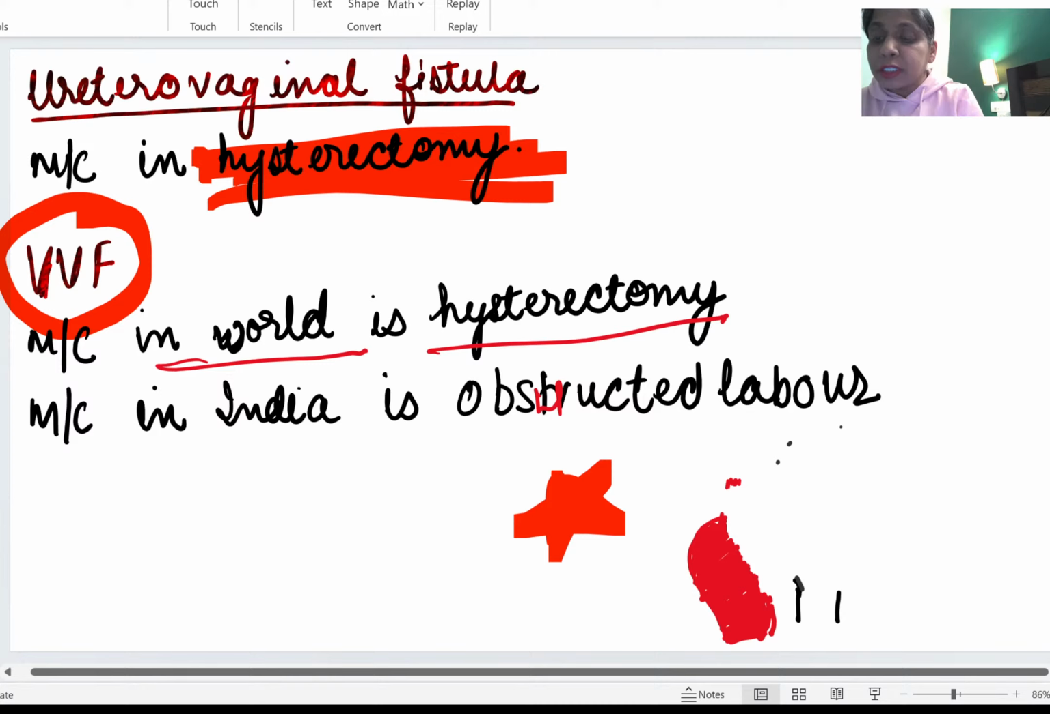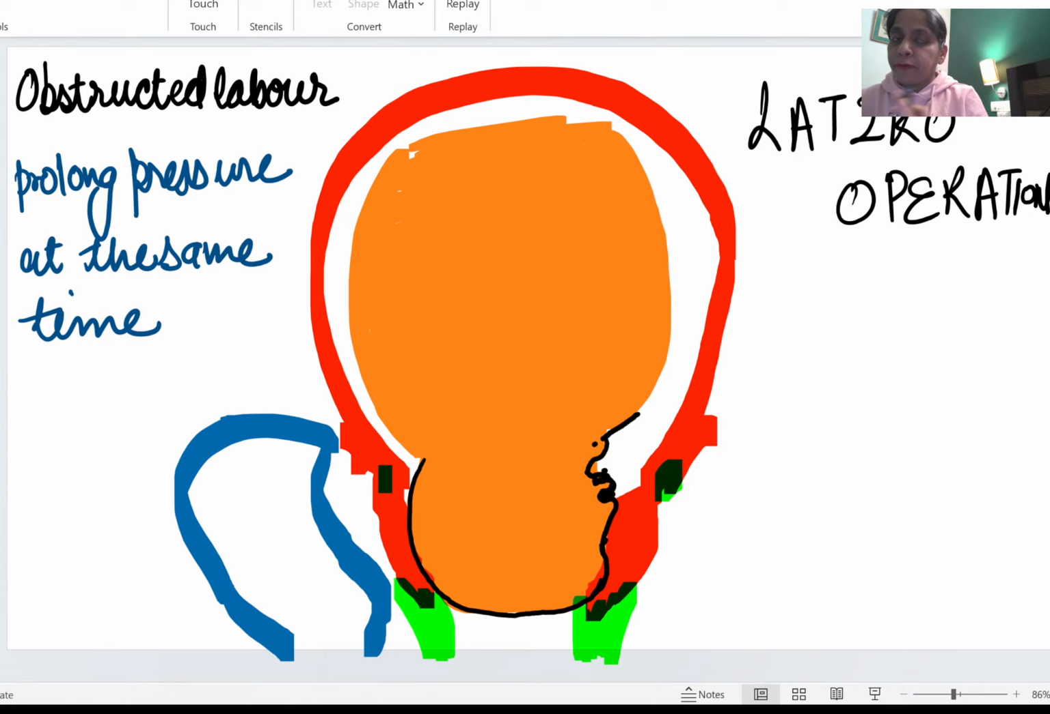Can you tell me why? Because in India, if we go back 5-6 years, most commonly the dais were conducting the delivery. The dais don't know how to diagnose contracted pelvis. They haven't done MBBS, right? So they were not able to diagnose contracted pelvis, so the patient goes into obstructed labor.